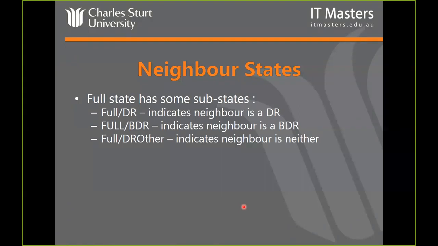The full state also has some substates. So there's full DR, full BDR, and full DROTHER. These are just indicative of who's who in the zoo, who the boss is. Full DR indicates that the neighbor is a designated router. Full BDR indicates the neighbor is a backup designated router. And full DROTHER means that it's neither a designated router nor a backup designated router, it's just another router that's involved in OSPF, but it's not a linchpin. It's not a kingpin in the environment.